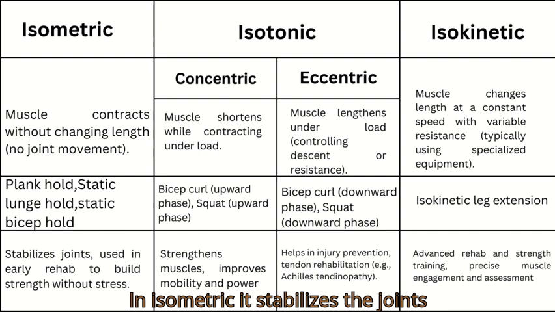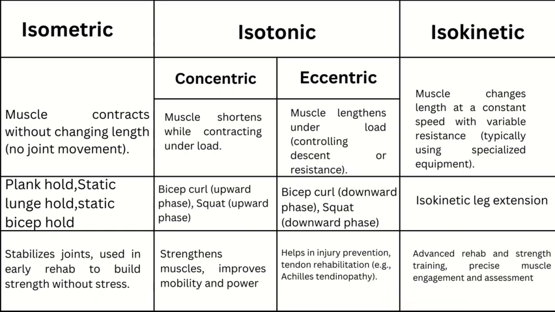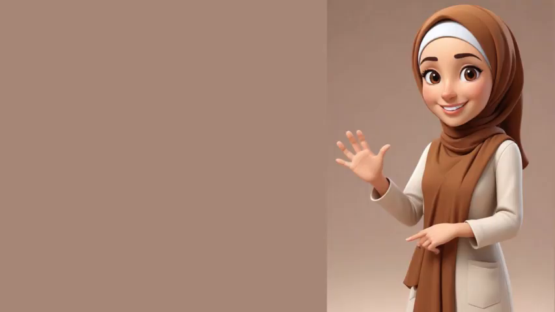In isometric, it stabilizes the joints, used in early rehab to build strength without stress. In concentric, it strengthens the muscles, improves mobility and power. In eccentric, it helps in injury prevention and tendon rehabilitation, for example, Achilles tendinopathy. Isokinetic is used in advanced rehab and strength training, with precise muscle engagement and assessment.